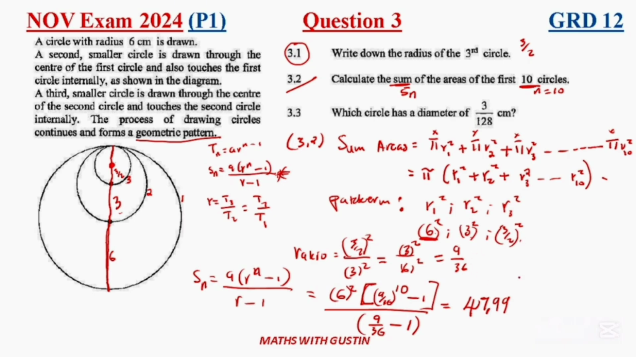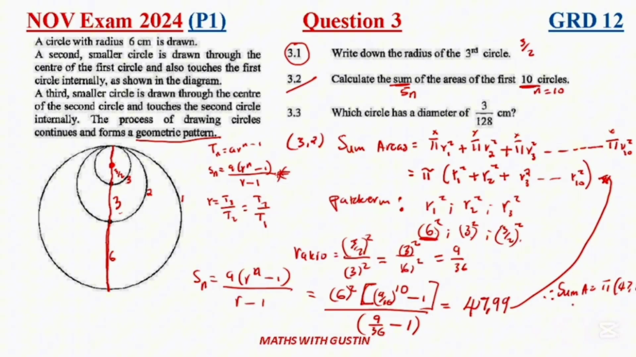However, we need to substitute this sum back into this equation here. Remember they said sum of the areas. So now what can we do in this case? We can say, therefore, the sum of the areas is going to be equal to pi times the sum, which is pi times 47.99. So that will be our answer, guys.